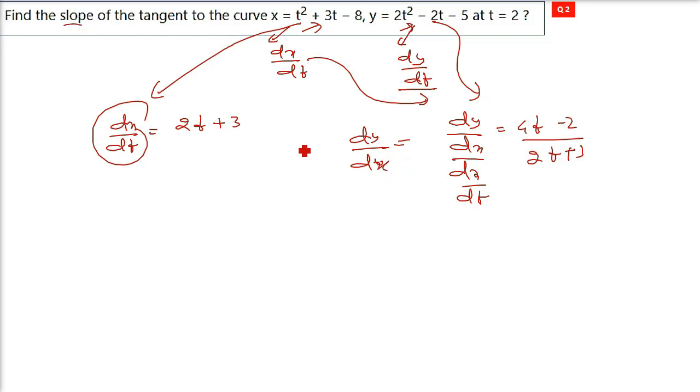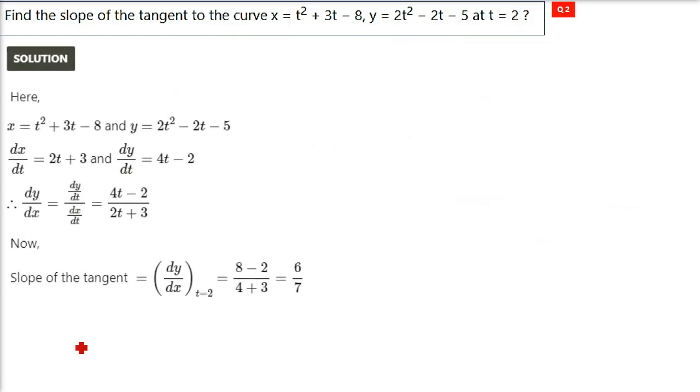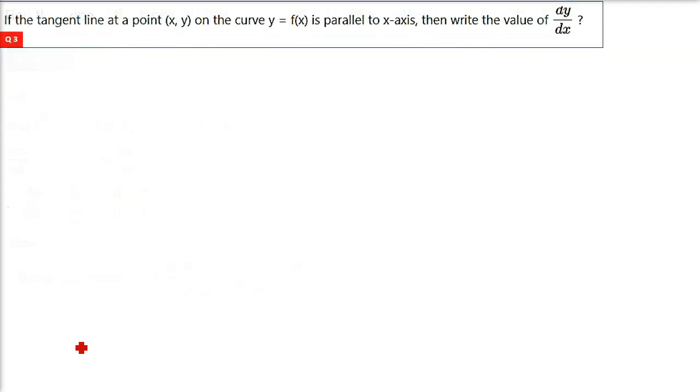What will be dy by dx? Because this is slope only. So 4 into 2 minus 2 divided by 2 into 2 plus 3. So 4 twos are 8, 8 minus 2 is 6 in the numerator. 2 twos are 4, 4 plus 3 is 7. So what do you get? 6 by 7 as the slope of the tangent. So this is the reference solution for you. It's quite a straightforward and easy question. I hope you'll be able to do it by yourself.